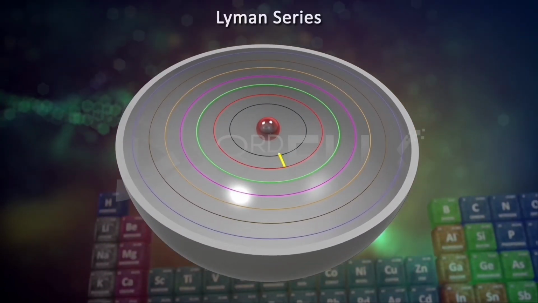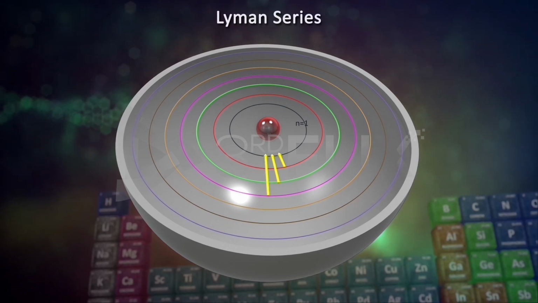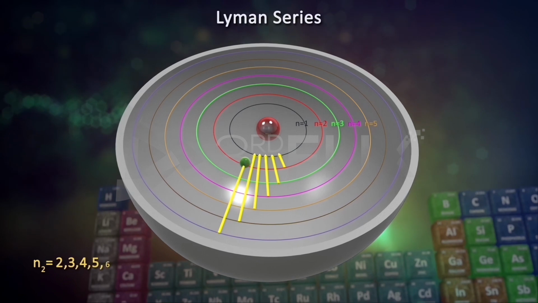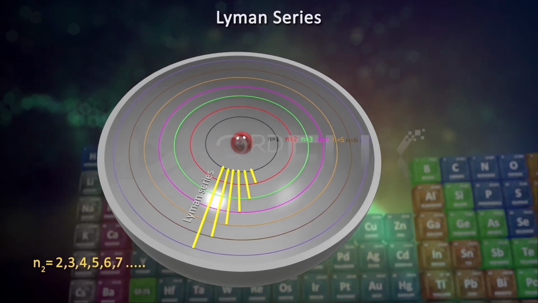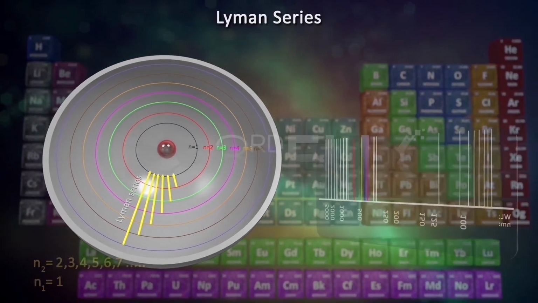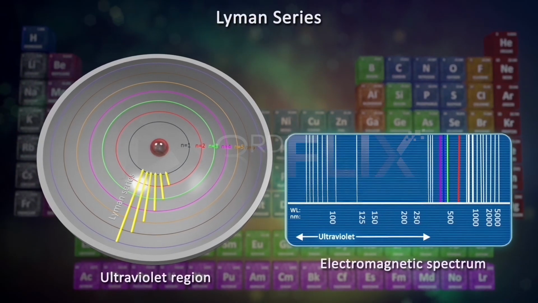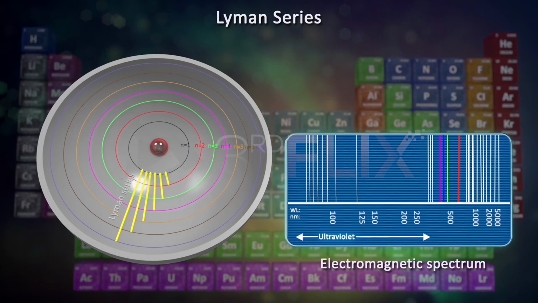When an electron jumps from any of the higher orbits to the first orbit, that is, n2 equal to 2, 3, 4, 5, 6, 7 and so on, to n1 equal to 1, spectral lines are formed in the ultraviolet region. This set of spectral lines is called the Lyman series.